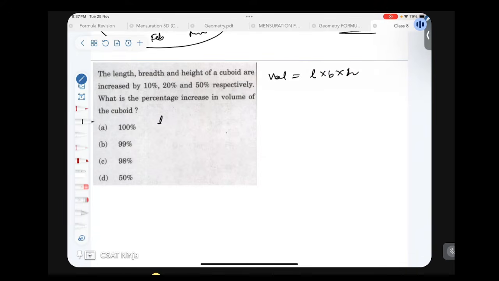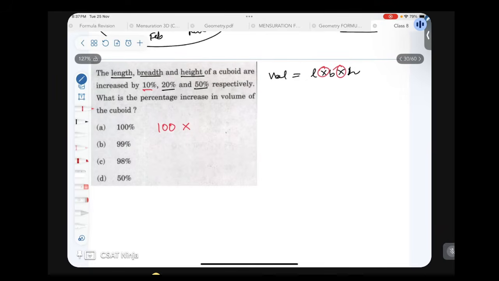The question says the length was increased by 10%, the breadth was increased by 20%, and the height was increased by 50%. I'll approach this by percentage. Since we are given in terms of percentage, some teachers may approach it a different way, but I'll do it this way. There was 100%, and from that 100, 10% was increased. Why I'm using this approach is because there is a multiplication sign here.